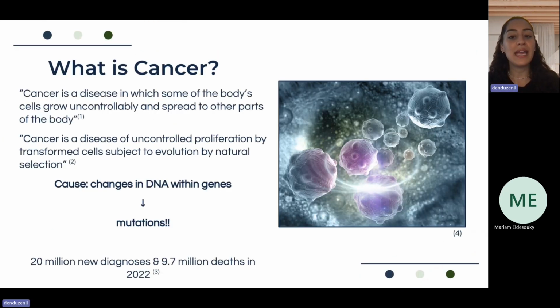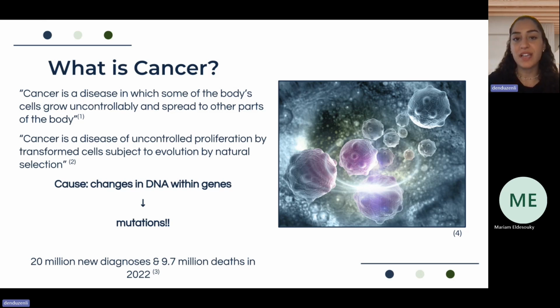So everybody may have slightly different definitions of cancer based on their own personal experiences or own personal research that they've done. The National Cancer Institute's definition is that cancer is a disease in which some of the body's cells grow uncontrollably and spread to other parts of the body.